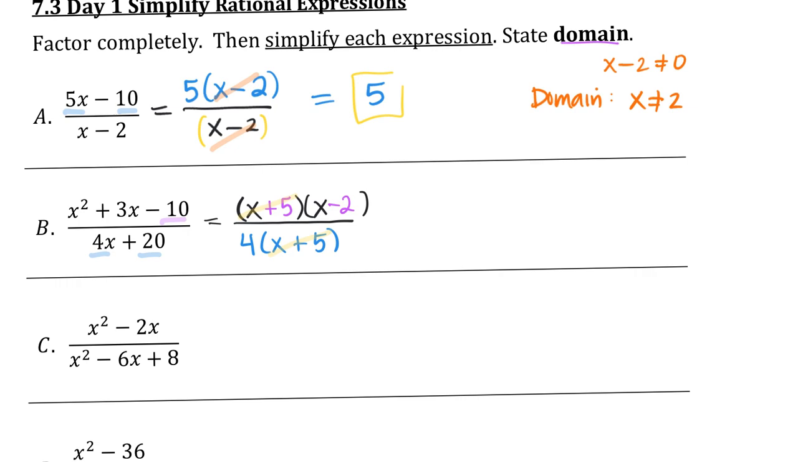Okay, I'm going to write my answer, and then I'm going to write my domain restriction. So I'm left with, at the top I have x minus 2. You can keep it in parentheses or not, because if it's all by itself, we assume it is. At the bottom, we have a 4.